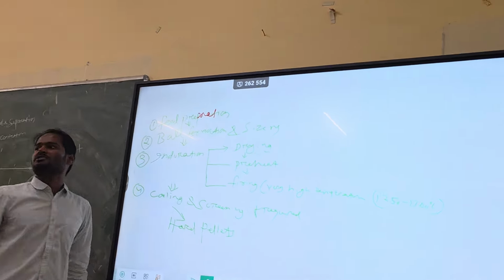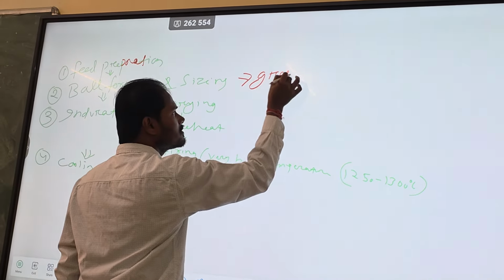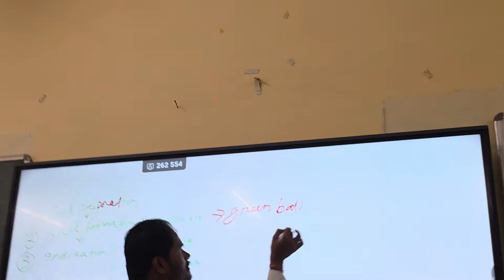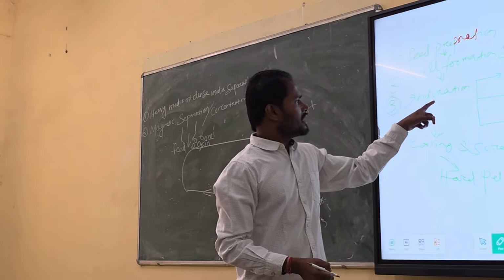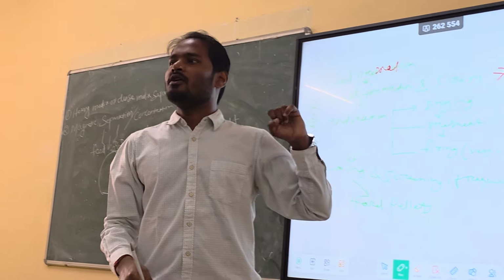Next is the induration. That means you will get what here? Green ball, right? Green ball. Induration, you can see, is drying, preheating and firing. So can you tell me why we cannot go directly to firing rather than moving slowly? Drying first, then preheat, why? Why will it break? Thermal shock will be there, no? If you take the pellet from room temperature directly to 1200, there will be a thermal shock, right?